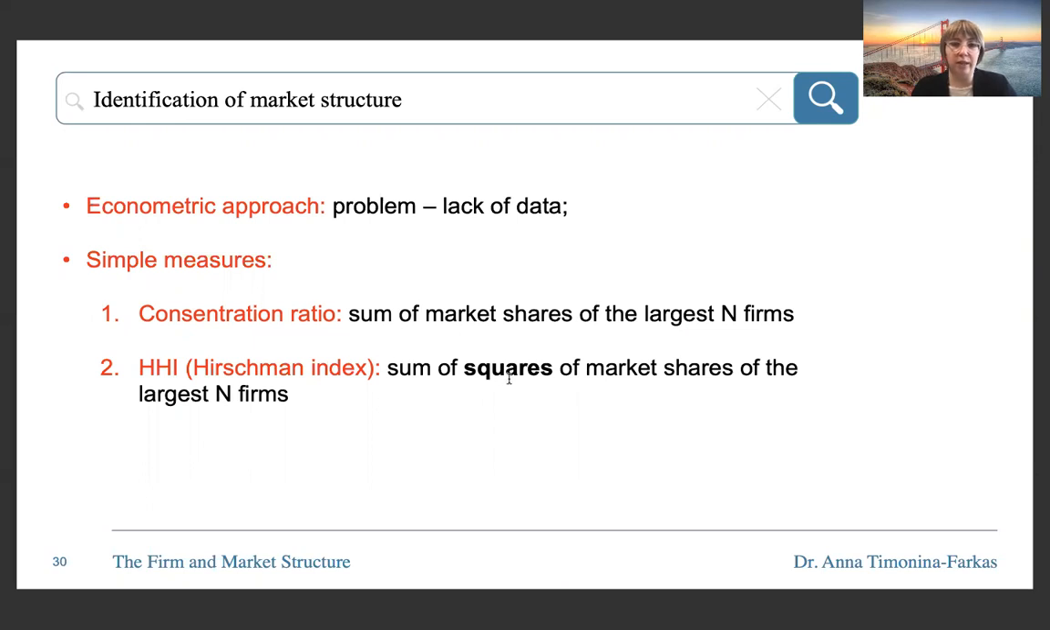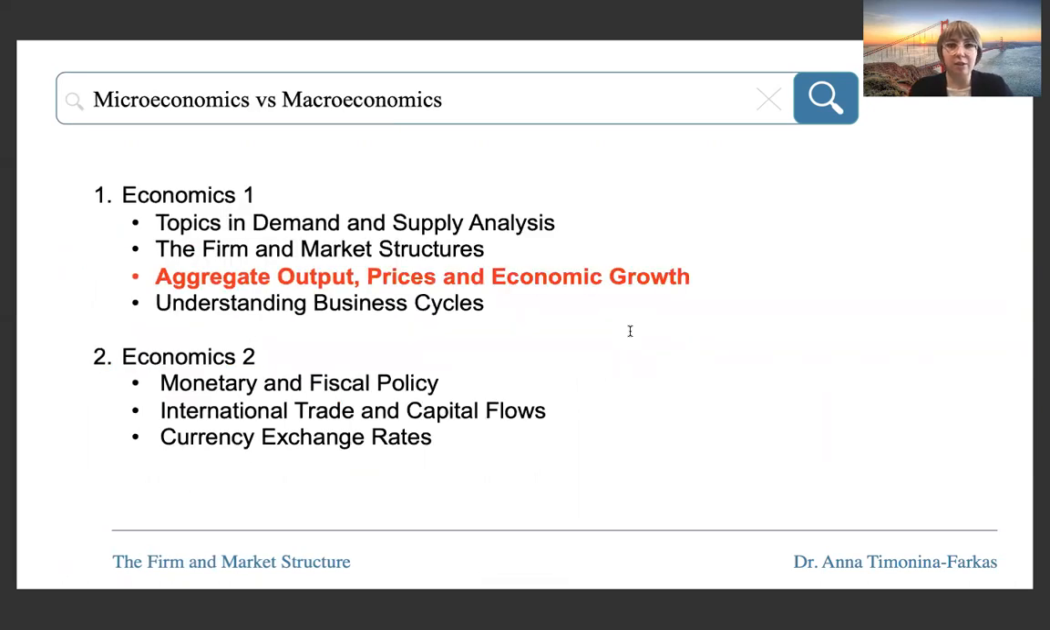The difference between them is that if the market shares of companies are very small, in squares they will be almost neglected. And if we are taking just the sum of market shares, we are considering both companies with low market shares and companies with large market shares in equal measure. This is all for the firm and market structures analysis, and the next topic will be aggregate output, prices and economic growth.